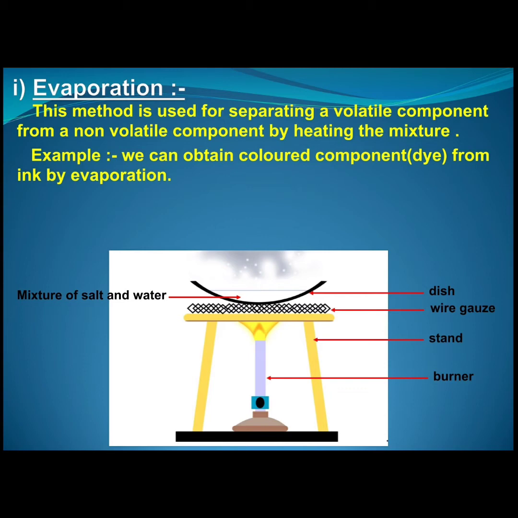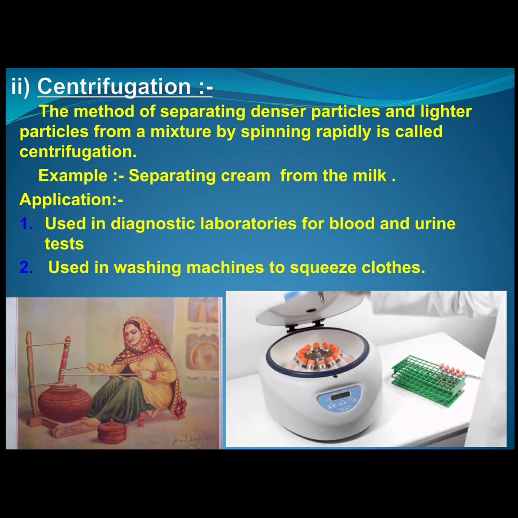This method is used for separating a volatile component from a non-volatile component by heating the mixture. Example, we can obtain color component dye from ink by evaporation. In this technique, mostly the volatile component is the solvent, which is larger in amount, and non-volatile is the solute, which is lesser in amount. Let us go to the next one, that is centrifugation.